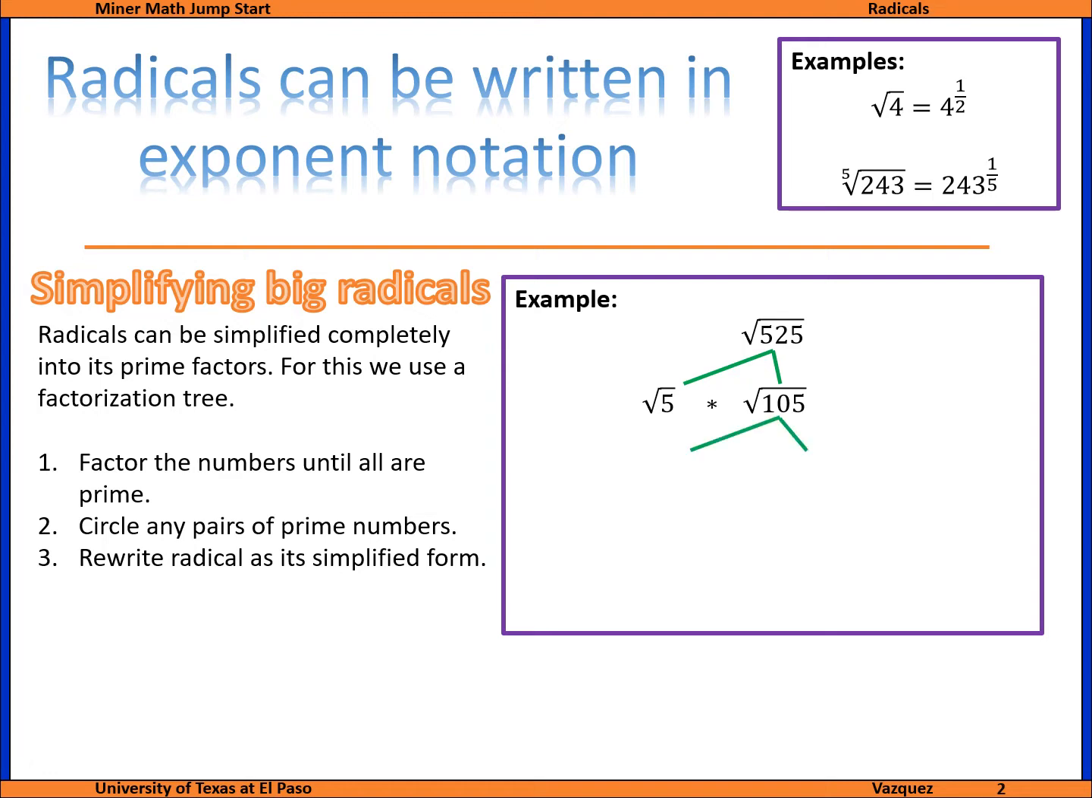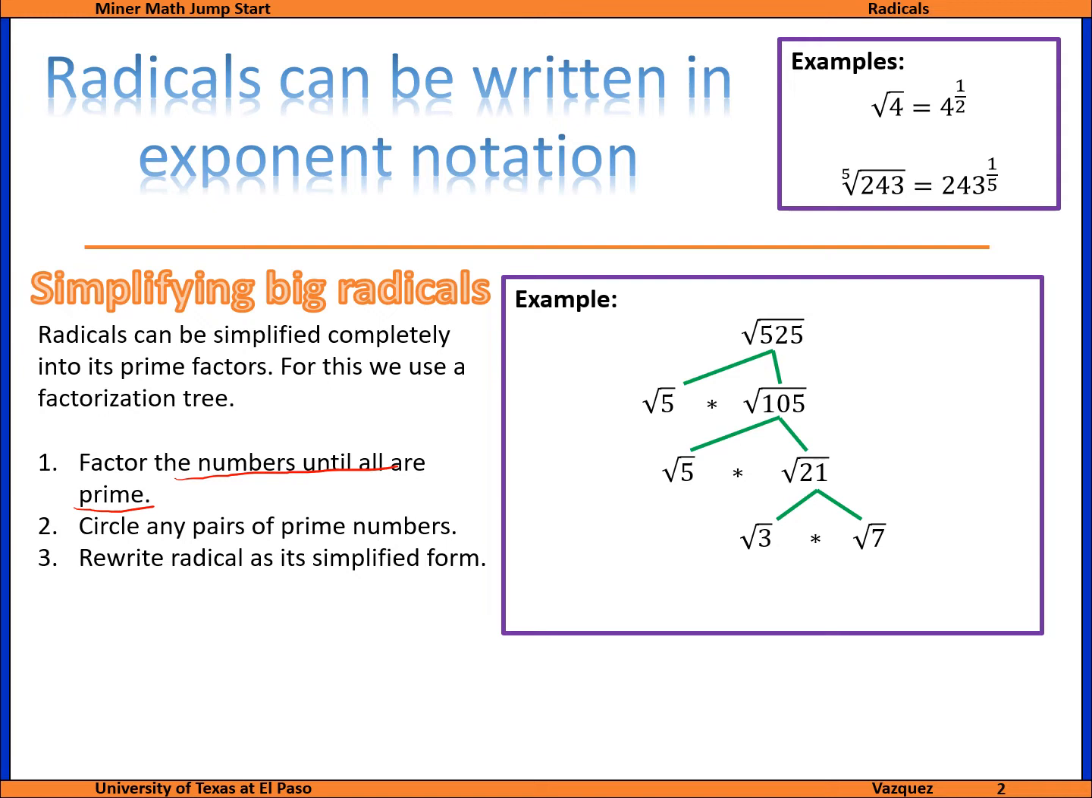So let's go ahead and draw those 2 branches there. In this case, I chose 5 and 21. Now, again, 5 is prime, so that branch stops there. 21, however, is not prime. So we can continue factoring out 21, which gives us 3 and 7. And now notice 5 is prime, 5 is prime, 3 is prime, 7 is prime, so our branches stop there. And now we have a little tree. So we're done with step 1, right? It says factor the numbers until all are prime. 5, 5, 3, and 7 are all prime. We stop there. We move on to step number 2.